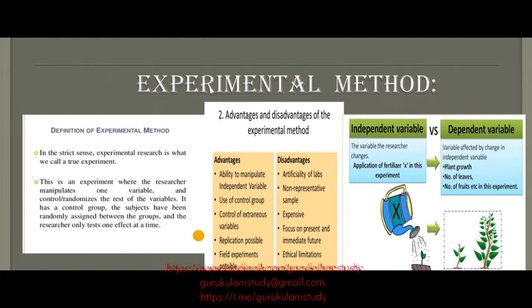Then you must be wondering what is independent variable and dependent variable. You can see the diagram over here. So you can say this fertilizer is independent variable. Whatever fertilizer you will use on plant, it will affect the plant, not the fertilizer, right? Fertilizer will affect the plant growth, the leaves, the fruits and etc. things. But nothing will happen with fertilizer.